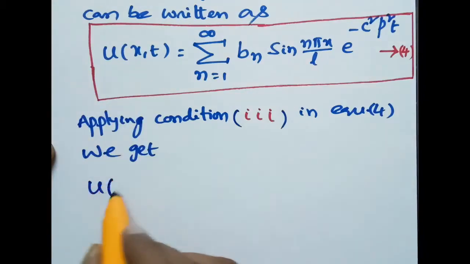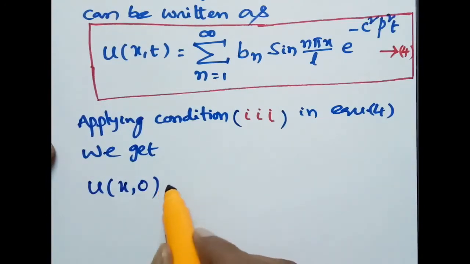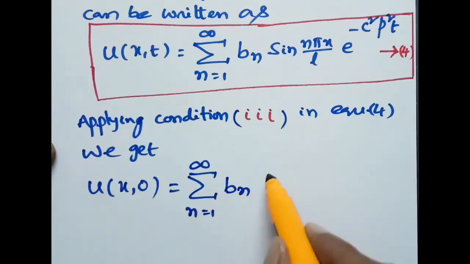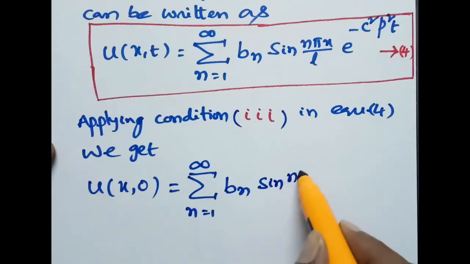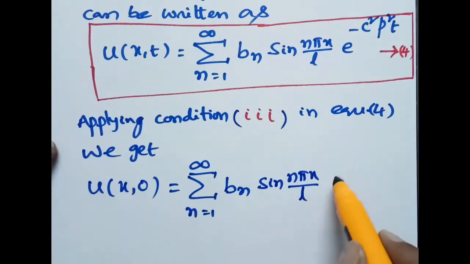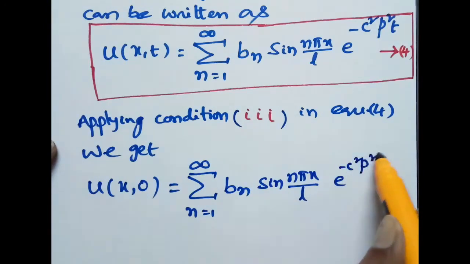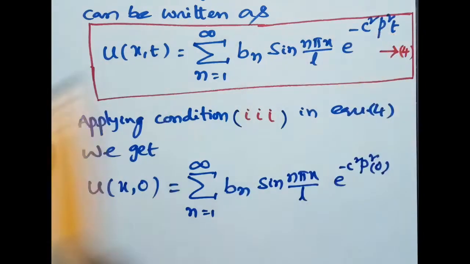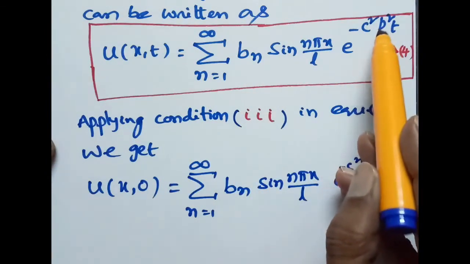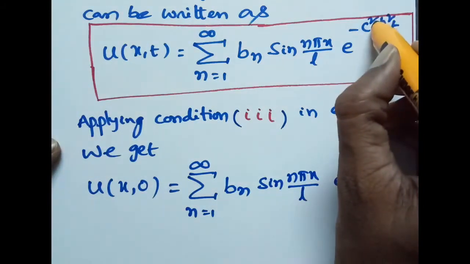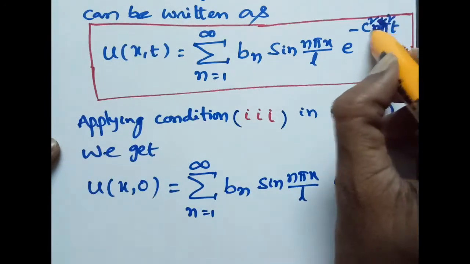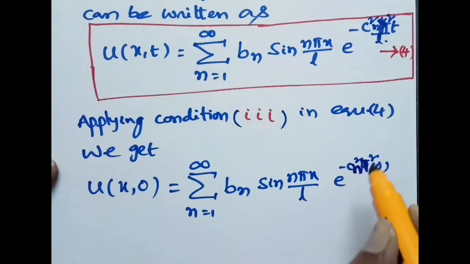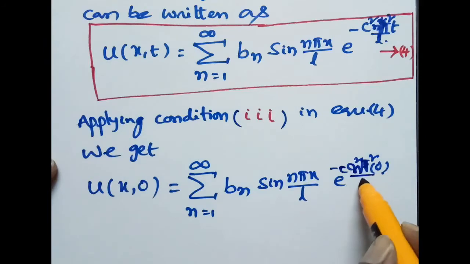u of x comma 0 is equal to sigma n equal to 1 to infinity of bn sin n pi x by L into e to the power of minus c square p square into 0, but here p square is also n square pi square by L square, n square pi square by L square into 0.